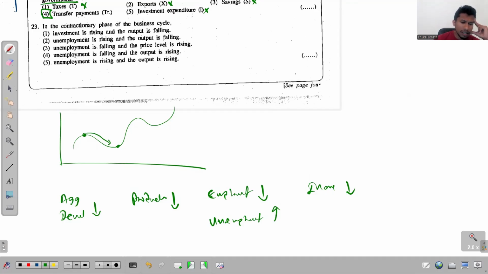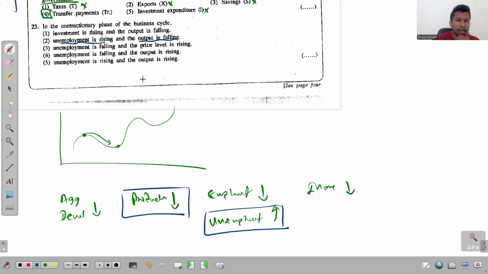So the answer must be one of these. Unemployment is rising. Yes, unemployment is rising. If not, employment is decreasing, both are fine. And output is falling. Yes, production is falling. And the answer for this one is the second one. Question 24.